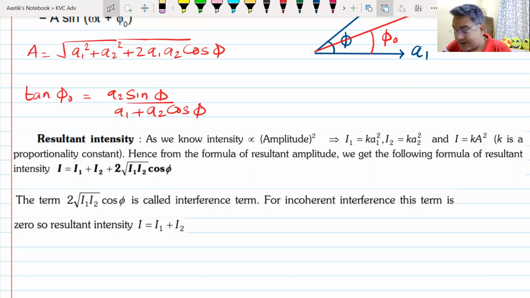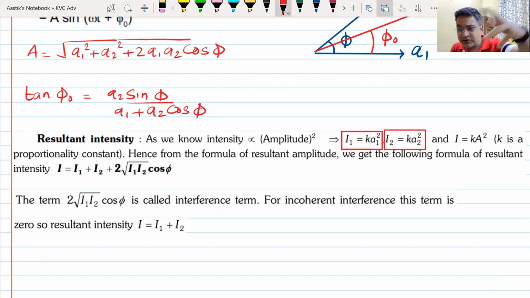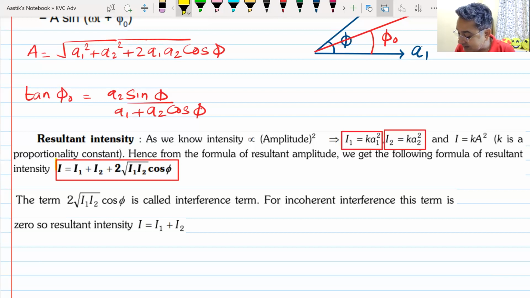Now, whenever we talk about amplitude here, we must also talk about the intensity, the resultant intensity. Remember, I1 will be equal to k into a1 square and I2 will be equal to k into a2 square. Do we understand this? Where k is a constant which depends on certain factors of the medium. Yes or no? Yes. You must remember this. We have already discussed this. We can write the resultant intensity as I1 plus I2 plus 2 times root over I1 I2 cos phi. Do we remember this in the chapter on waves? Yes, sir.